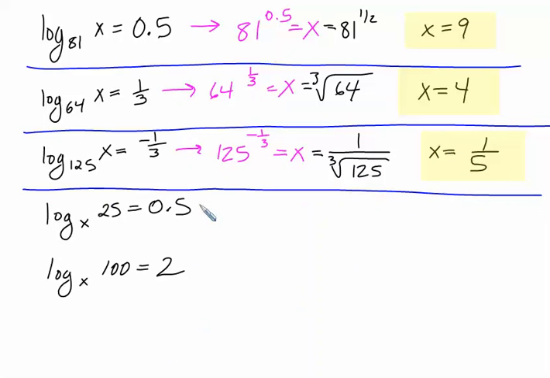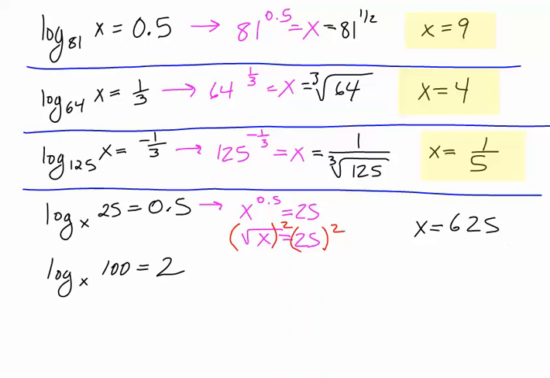Next problem. Well, again, transferring out of the log, we're going to have x to the 0.5 equals 25. What that means is that the square root of x is 25. To get x by itself, we would need to square both sides. X is equal to 25 squared, and 25 squared is 625. So x in that case would be equal to 625.